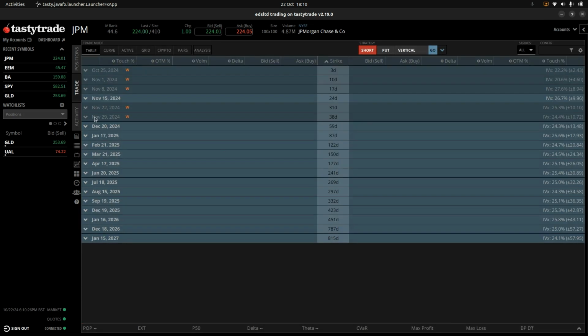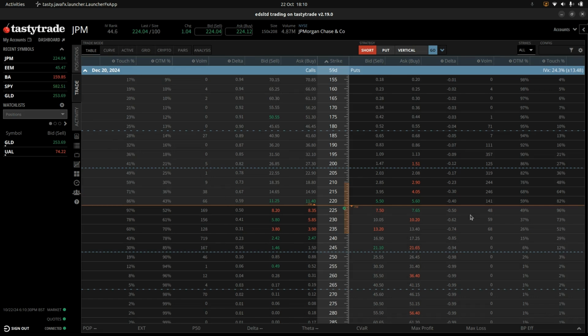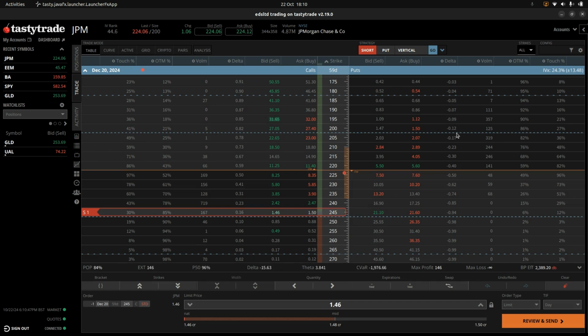So if we have a look at JPM, we know we're going to be at the December 20th expiration. And now we've got the options chain here. We simply at this point want to sell one call, one put, and I like to sell them anywhere between 16 and 20 deltas out. So we've got a 16 delta here on the call side at the 245 strike, and we've got a 17 delta on the put side at the 205 strike. And this quite simply is the position that we'd be looking to put on.